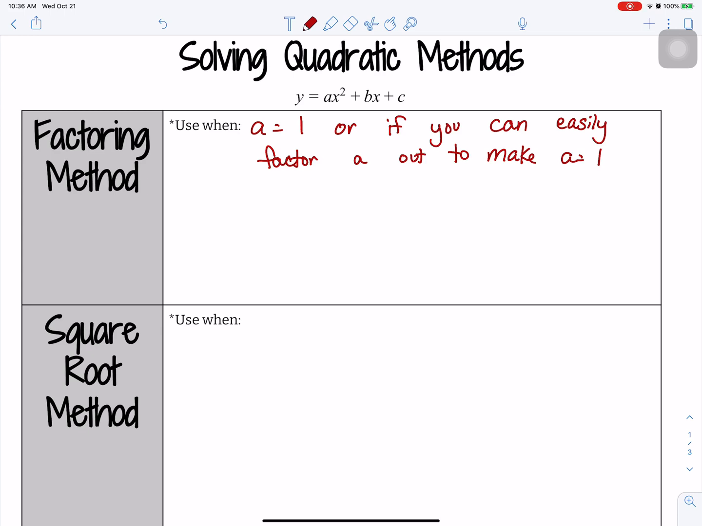And so if a equals 1, or we can easily factor a out, that has to happen. And this is important, we can factor. So if a is not 1 and I can't factor it out, I'm not even going to look at that method. I'm going to go on to a different method. So we want to make sure that it looks like we can do this. And then if you look at those and you're like, I can't factor that, then that's going to tell you to go to the quadratic formula. So you're going to kind of use those things to help you out.